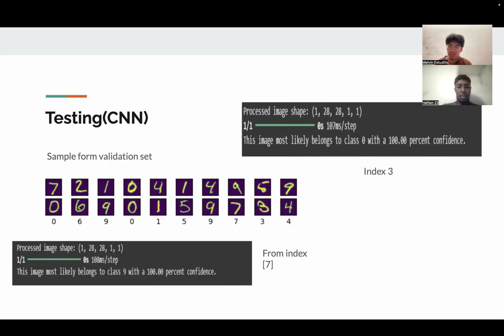Additionally, when testing it from index 3, the CNN model gave us another 100% accuracy, classifying it correctly as the number 0, which shows that the testing, along with the substantial size of the training data, greatly helped us figure out how to correctly identify and classify these numbers, even despite their slightly different handwritings.